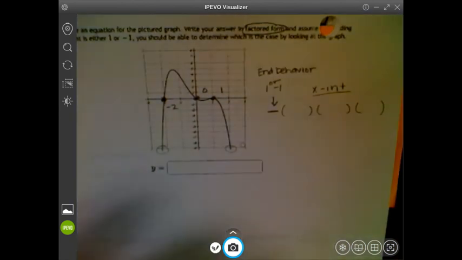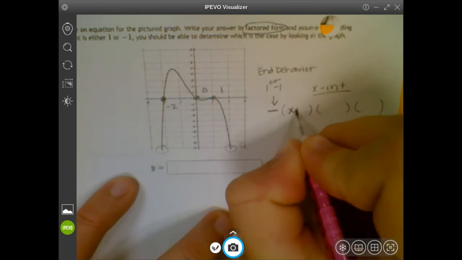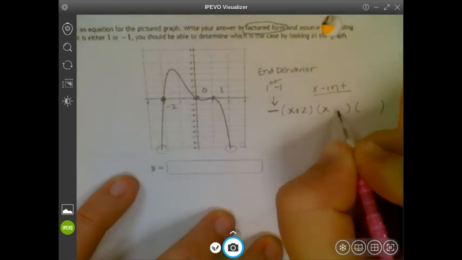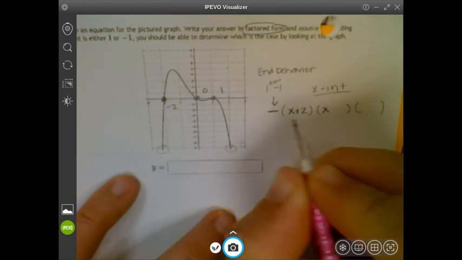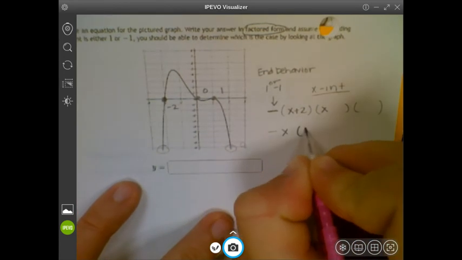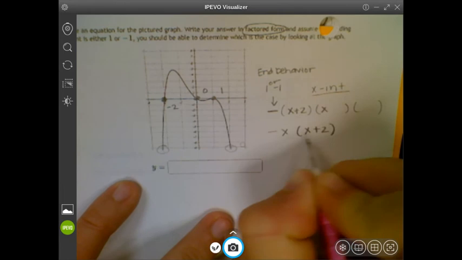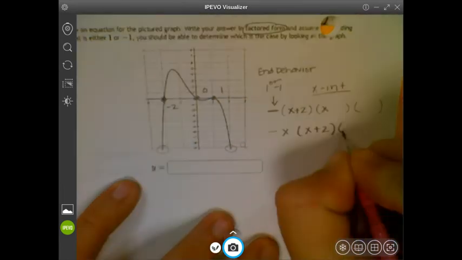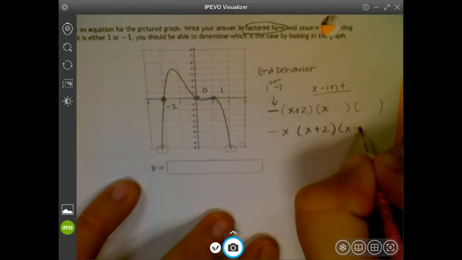And so you're going to put these into factors. So it'll be x plus 2. For the 0, you can say x plus 0, you can say x minus 0, or you can just say x. You can put the x in the front, so instead it would look like this. That's the more appropriate way to write it if it goes through 0. And then the last one is at 1, so it would be x minus 1.